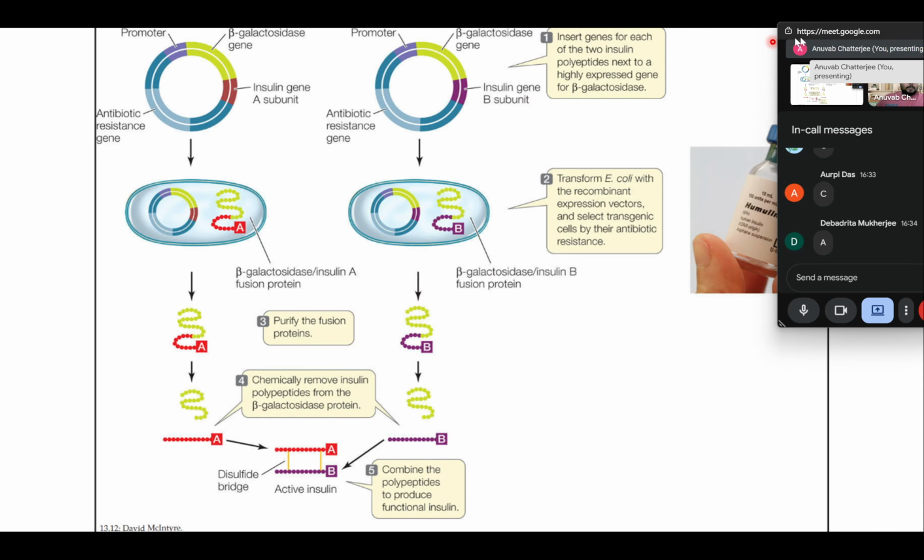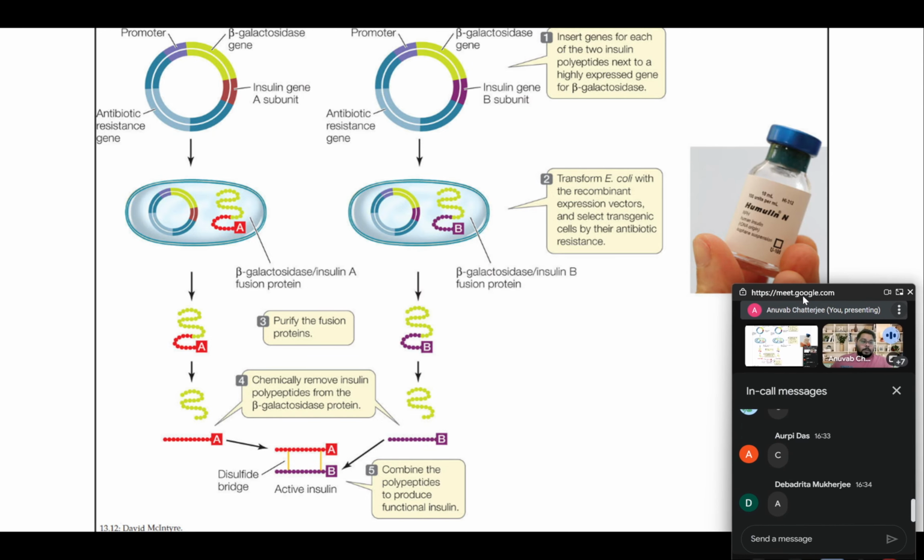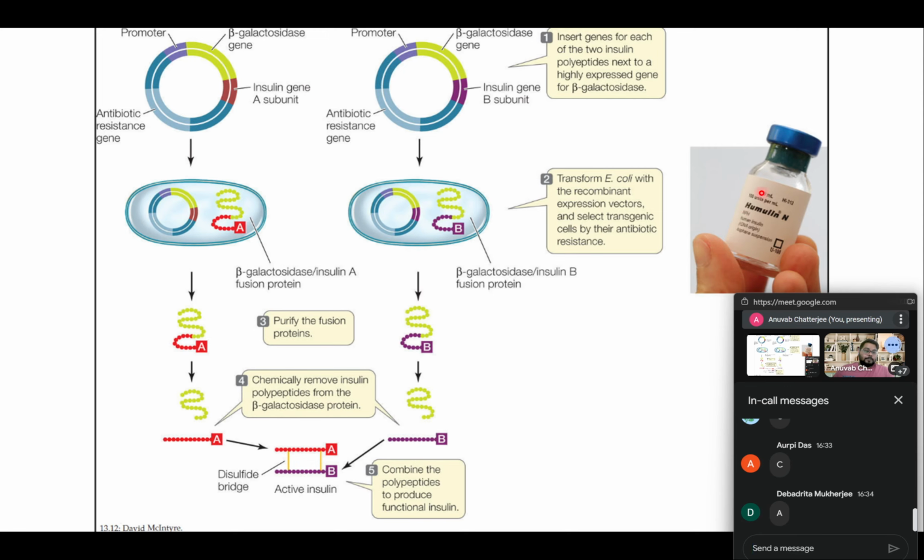Here is another schematic showing the same thing. Humulin is the commercial name for human insulin, recombinant insulin. So what you do is that you take an expression plasmid with the insulin gene A subunit. This will only make the A chain. You link it with beta galactosidase.